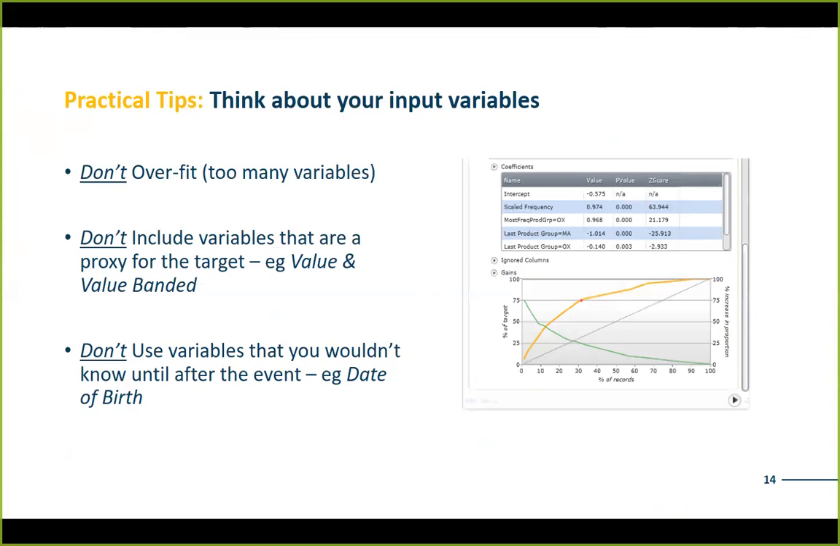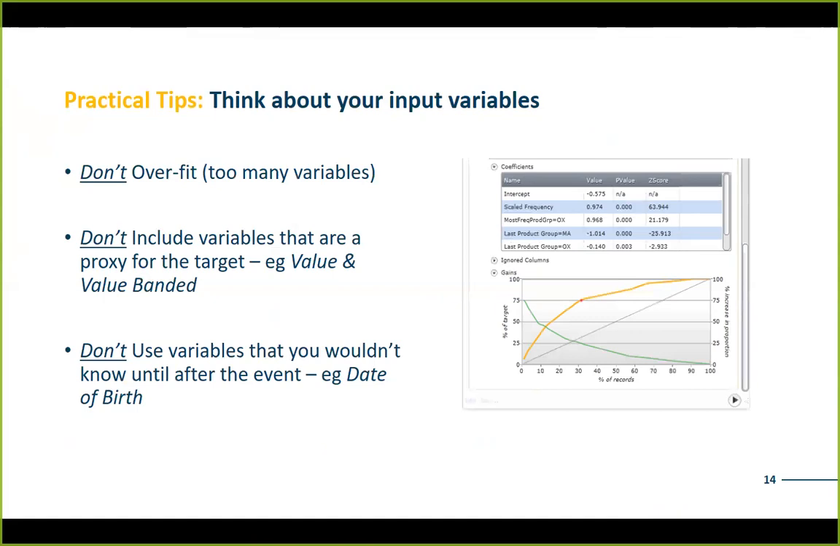The other thing is, just be aware of using variables that are actually a proxy for the target. If you're trying to predict somebody's value, for instance, and you included in your model a field such as value banded, effectively they're counting the same thing, and you'll get a model which looks on paper very, very effective, but actually that's because the variable and the target are interlinked. So it's just something to be aware of. Just think, actually, I don't want to use that field. If I'm trying to predict that, I don't want to use other fields which actually represent that already.